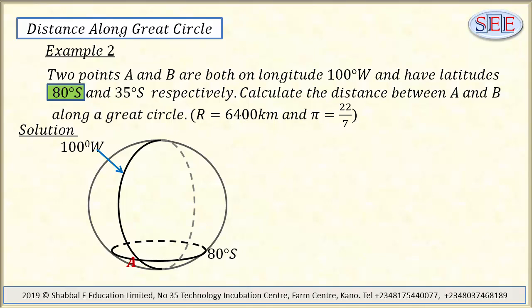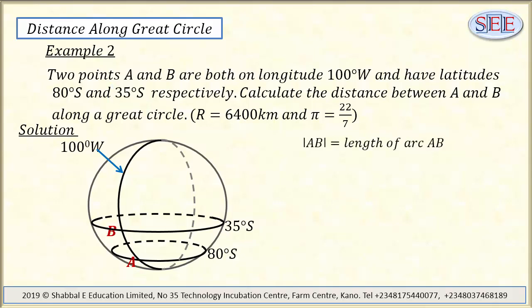I now try to mark the position of B. B is on latitude 35 degrees south, which is highlighted. So I try to draw this latitude 35 degrees south. The position of B is where latitude 35 degrees south crosses the longitude 100 degrees west. So next is to find the distance between the two points. The distance AB is nothing but the length of arc AB.